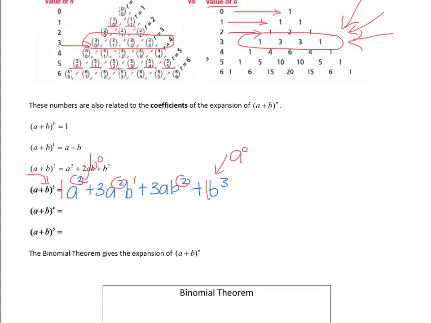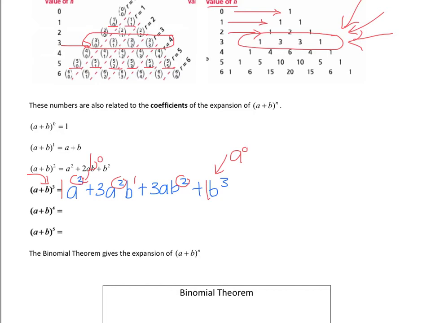Oh, okay, so I don't have to memorize anything. I just have to remember to count down for the first variable and up for the second variable: from n down to 0 for a and 0 up to n for b. Exactly.